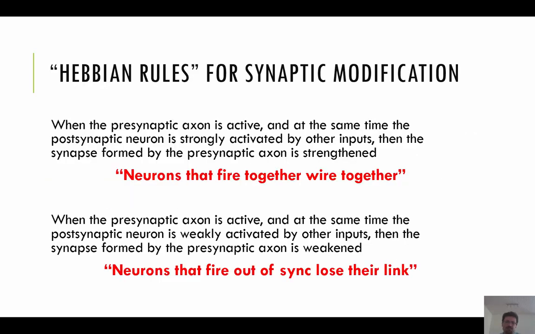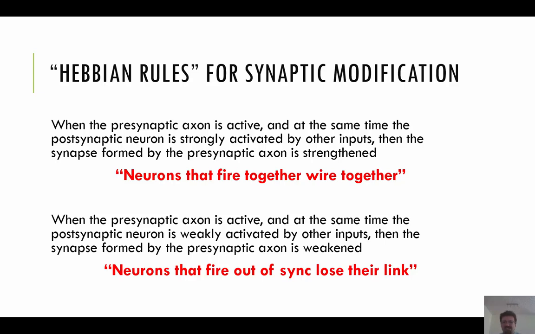Today we put that in simple language. Neurons that fire together, wire together. Neurons that fire out of sync, lose their link. So we can take Hebb's postulate and put it very simply: neurons that fire together, wire together. Kandel received his Nobel Prize because his work with Aplysia was able to explain and provide the first evidence that Hebb's postulate was true and that something was happening in the synapses that caused memories to be stored.